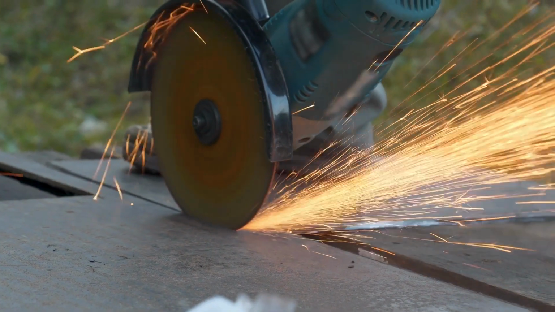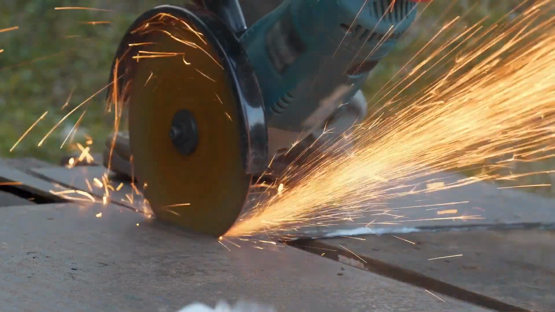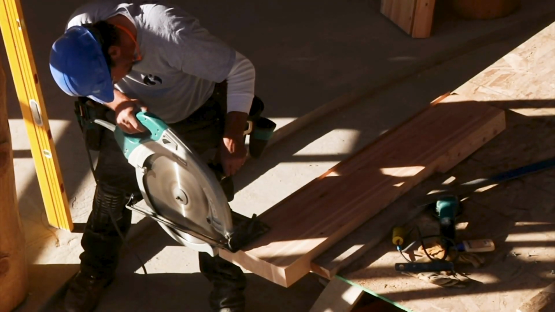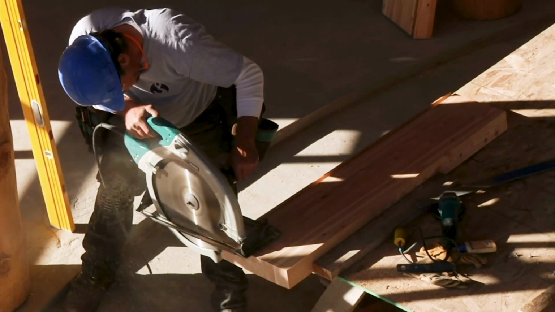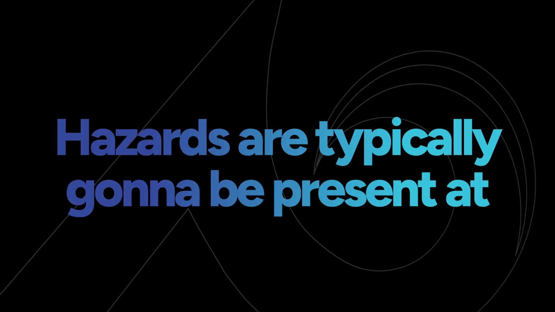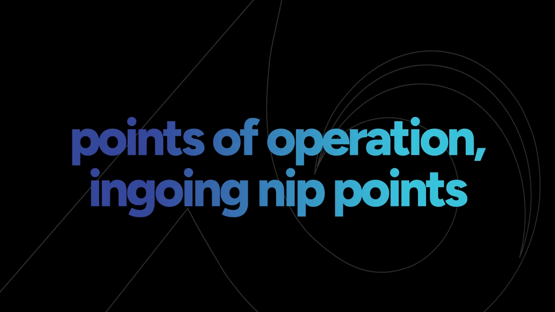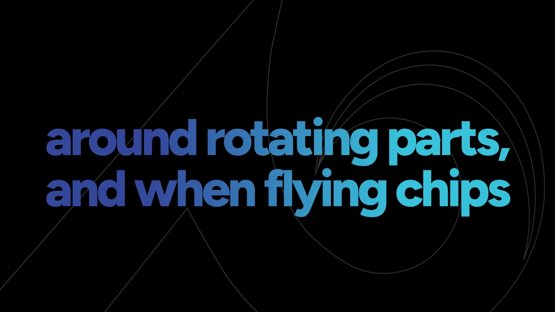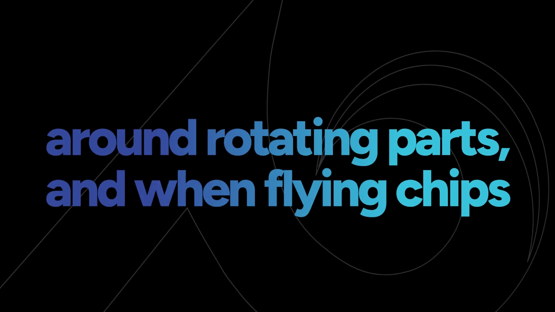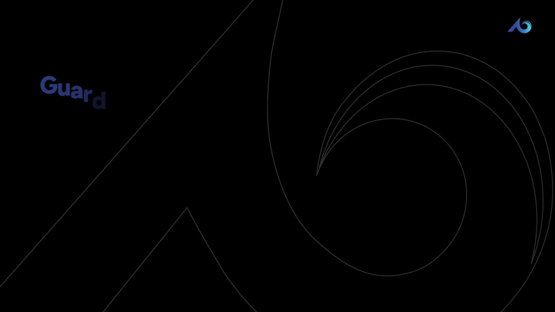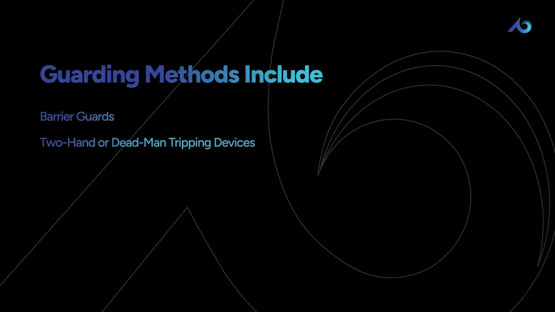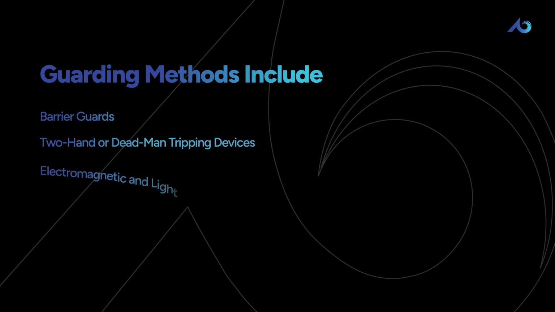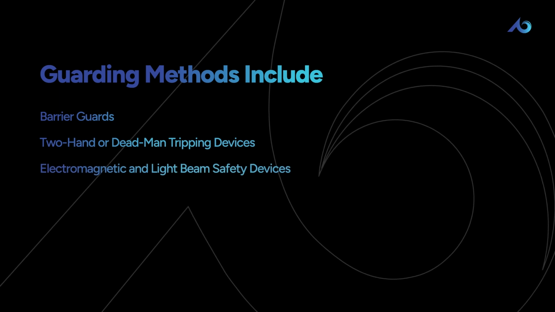We talked about machine guarding before, so OSHA has a machine guarding standard that requires employers to implement machine guards to equipment that presents a potential hazard. Hazards are typically going to be present at points of operation, ingoing nip points, around rotating parts, and when flying chips or sparks are going to be generated. Guarding methods typically include barrier guards, two-hand or dead man tripping devices, electromagnetic and light beam safety devices, and other methods.